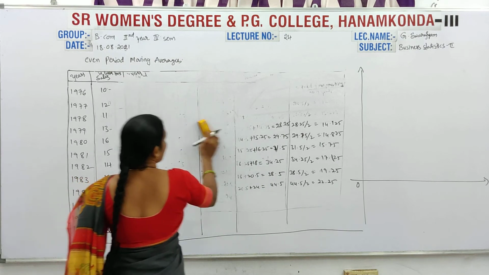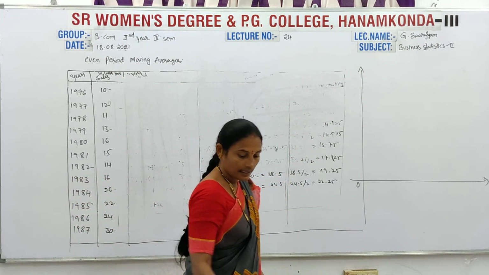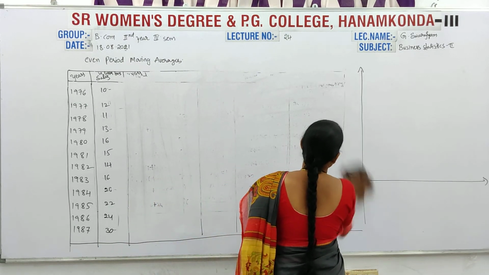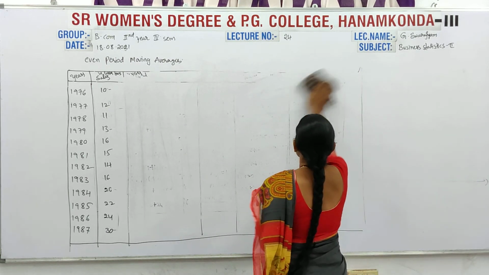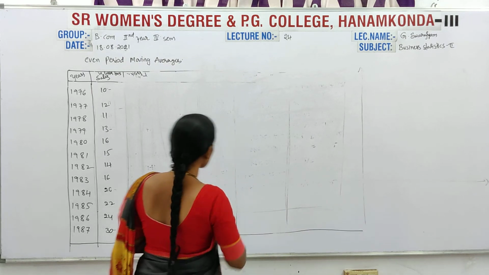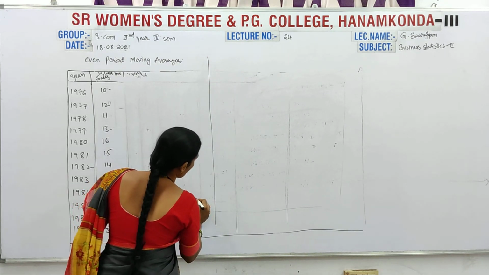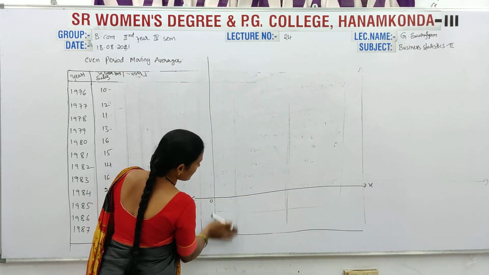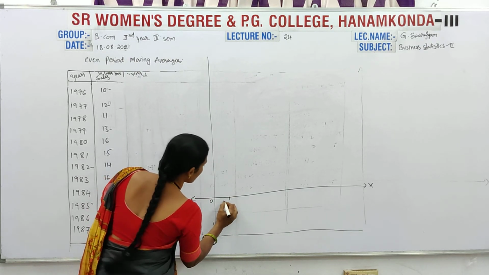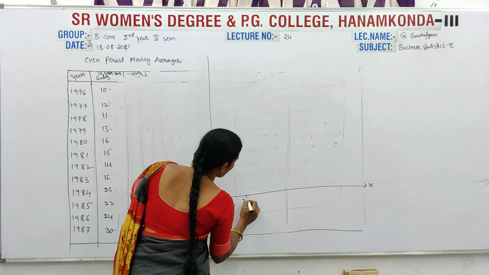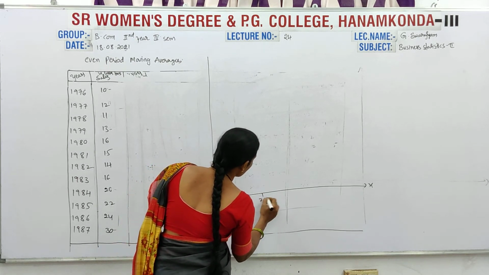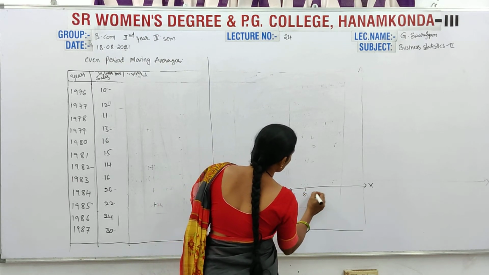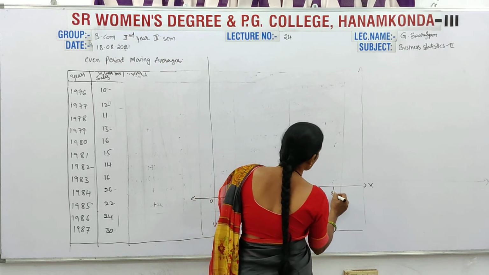The X axis is years and on the y axis we have to plot the graphs. Okay, so on the X axis we have taken the years. If it is graph paper, you can easily mark the points. 1976, right, 77, 78, 79, 80, 81, 82, 83, 84, 85, 86, 87.